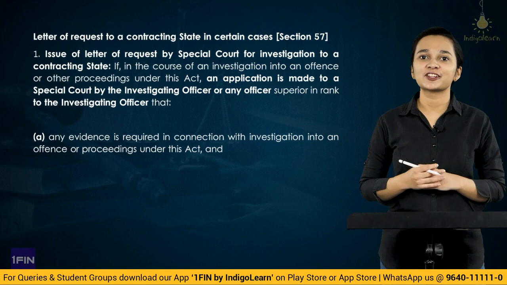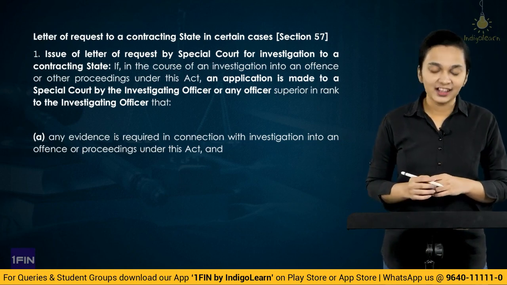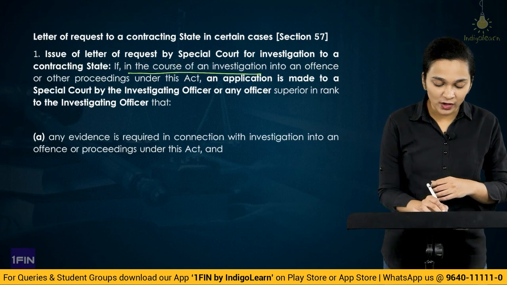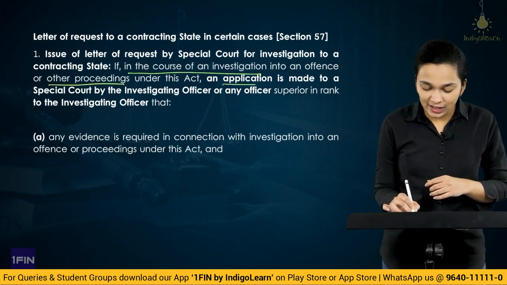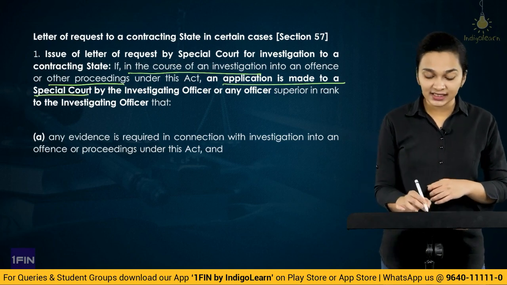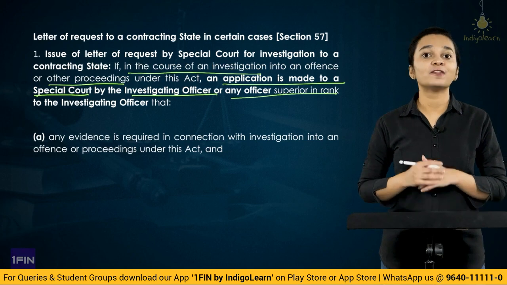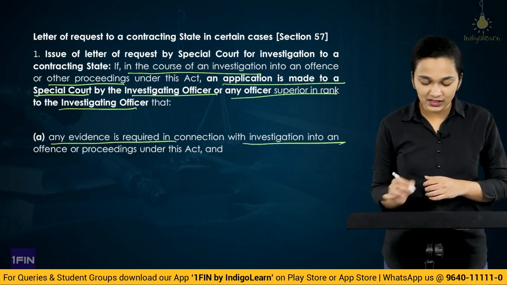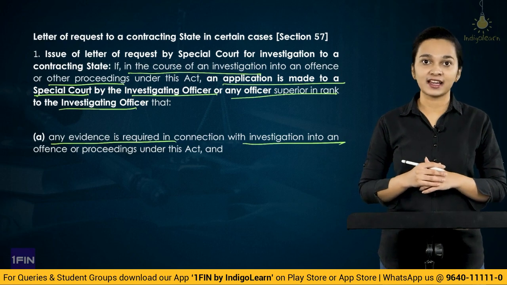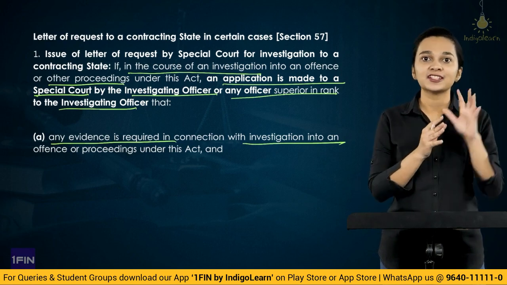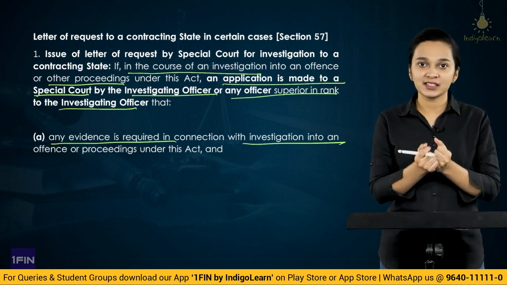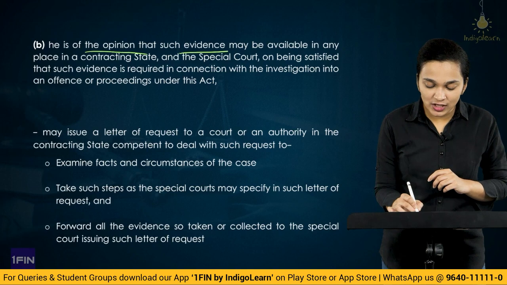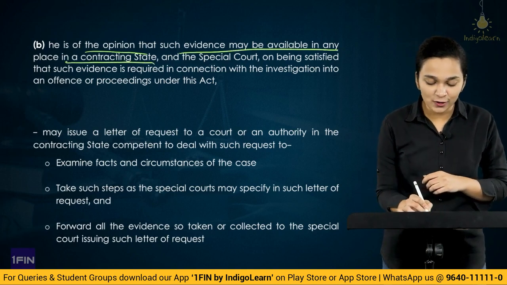So, section 57 talks of letter of request to other contracting state. So, what does it say? If in the course of an investigation into an offence or other proceedings under this Act, an application is made to a special court by the investigating officer or any officer superior in rank to the investigating officer that any evidence is required in connection with investigation into an offence or proceeding under this Act. So, an investigating officer or any superior officer is making an application to a special court that they require some evidence for the investigation or for the proceedings, and he is of the opinion that such evidence may be available in a place in a contracting state.